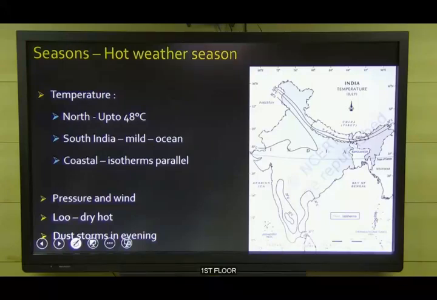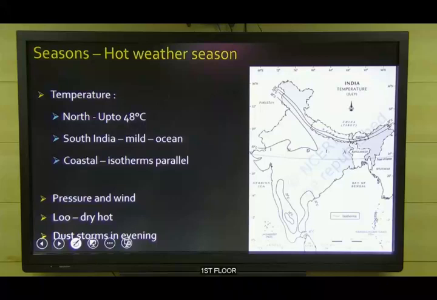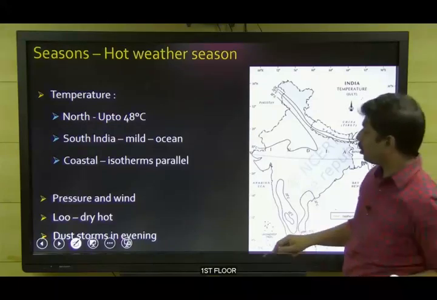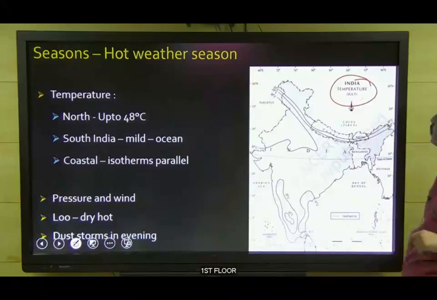Hot weather season. So mostly this is the summer season. The weather can reach up to 48 degrees centigrade. Here it is July month. It is mentioned July month. Reach up to 48 degrees centigrade. It is summer, hot weather season.